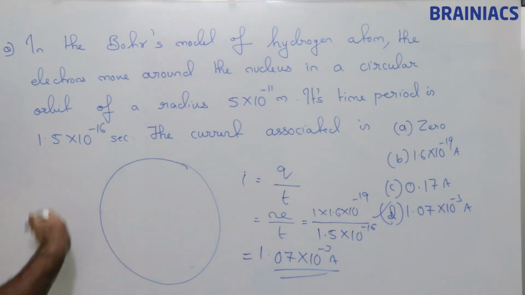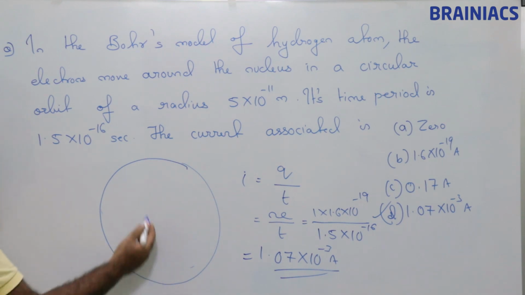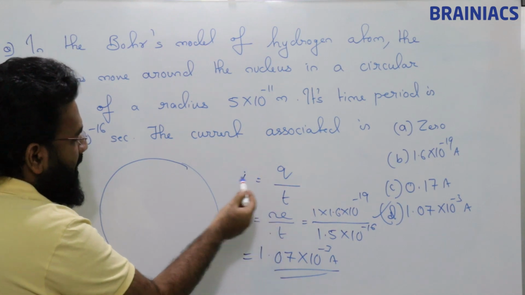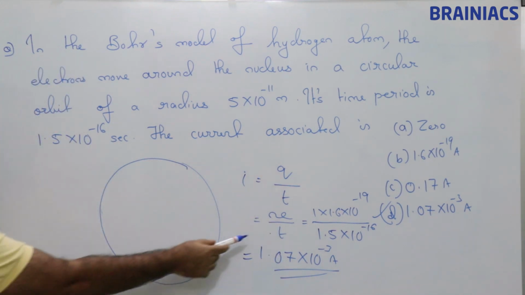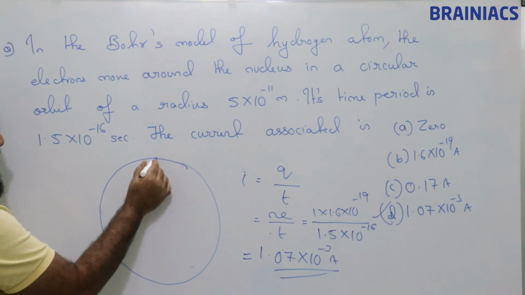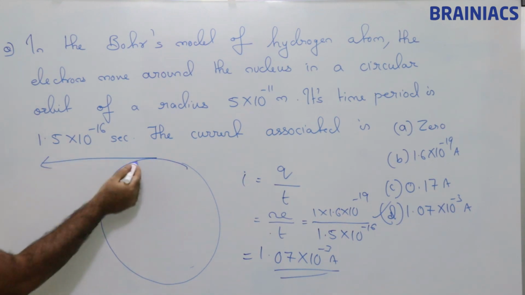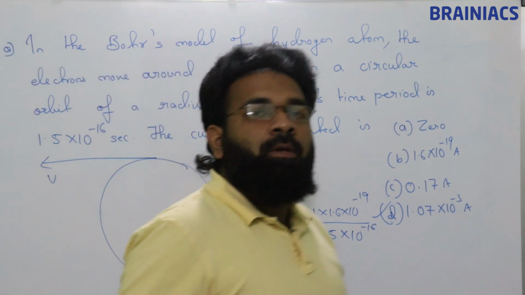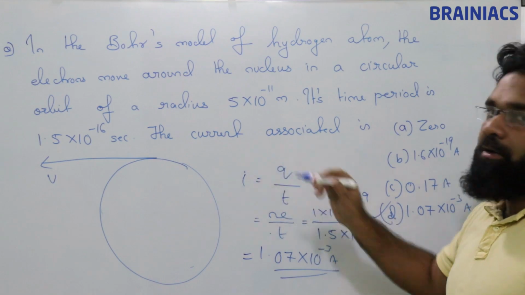So when doing circular motion, in Q by T, we can take the time period as time. If velocity or speed, if we need to consider, we need to consider the tangential velocity also. So this is how we can solve these kinds of problems also.